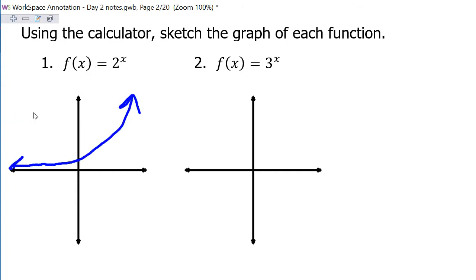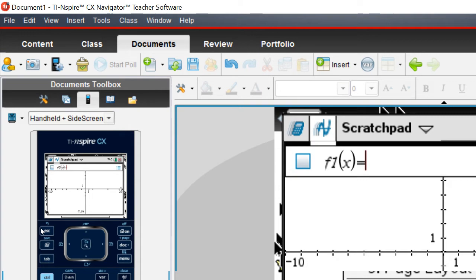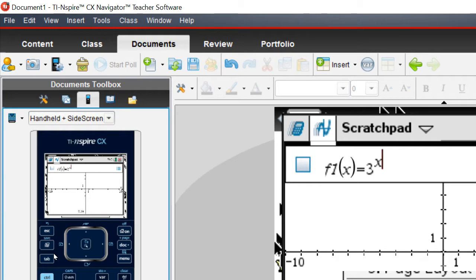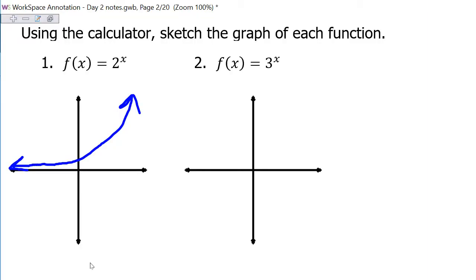Then for number 2, we have f of x equals 3 to the x power. If I go back to my calculator, how can I clear this? Doc B will clear it. Go back to the calculator page, and 3 needs to be raised up to the x power. When I hit enter, what does it look like? What's happening with the left side? It's on the x-axis, and the right side is still going up, but it's a little bit steeper than 2 to the x.